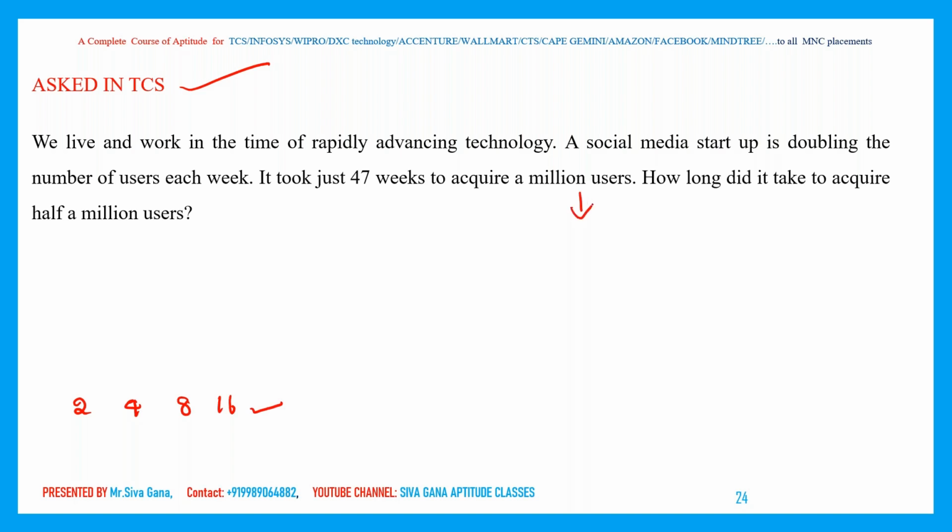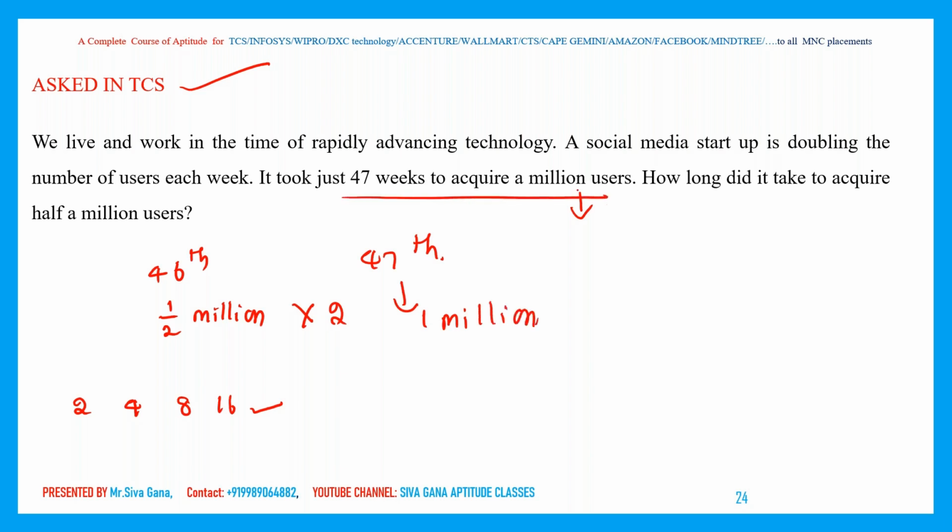How long did it take to acquire half a million? Definitely 46 weeks. If the 46th week is half a million, the next week, the 47th week, it will be doubled, which means 1 million. He has given the 47th week as 1 million, which means half a million is in the 46th week. The answer is the 46th week. A very simple logical question. This was a TCS question from 2 years back, an original placement question.